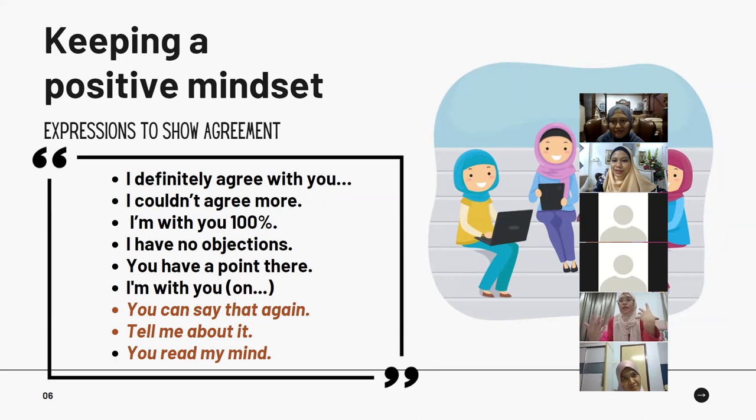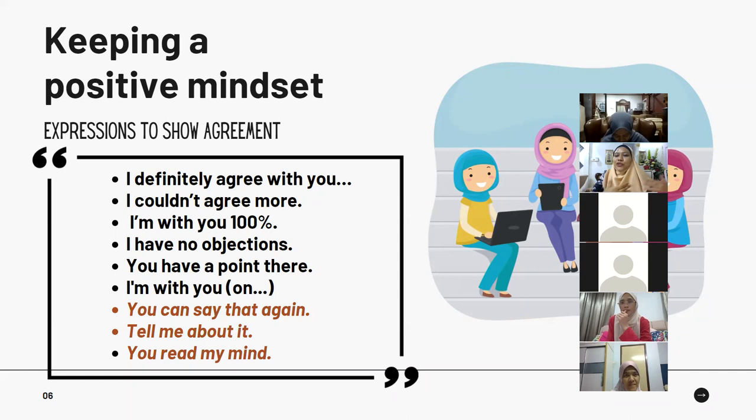Expression. Expression and tone. Yes. The tone. The tone and the situation. Selalunya bila you nak kata you agree tu kan, you macam tell me about it. You punya tone very relaxed. And dia macam, it's also from the facial expression.